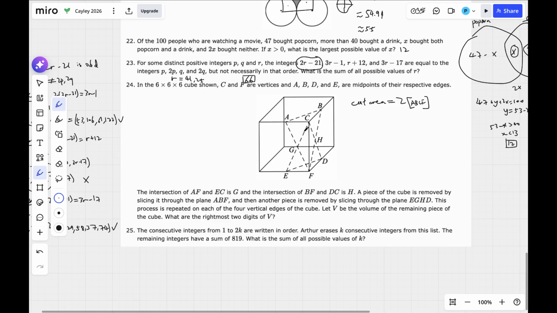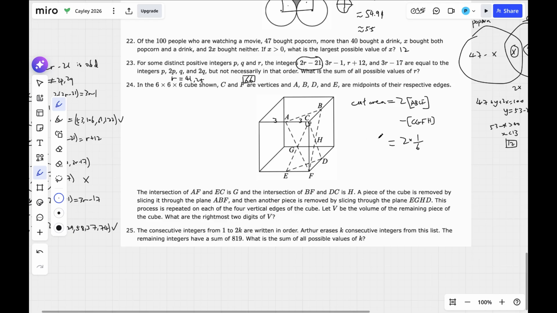So this means that the cut area is 2 times the volume of ABCF, since the volume of CDFE is the same as ABCF, but then that overcounts this area by 1. So now we need to subtract the volume of CGFH.